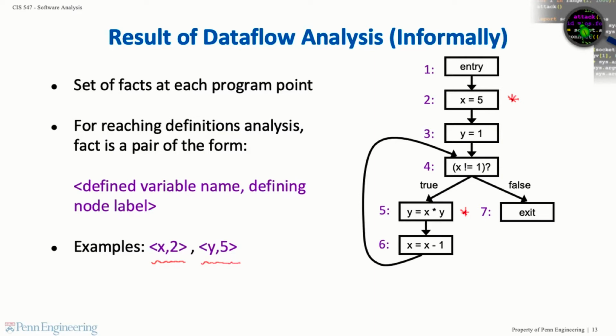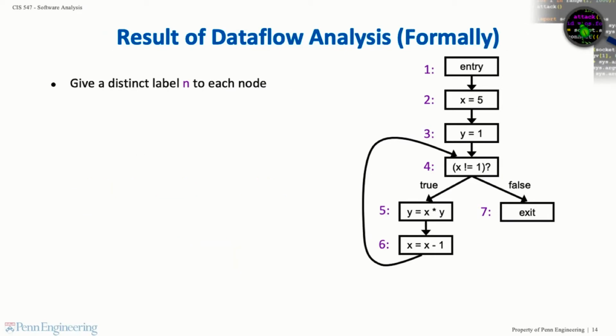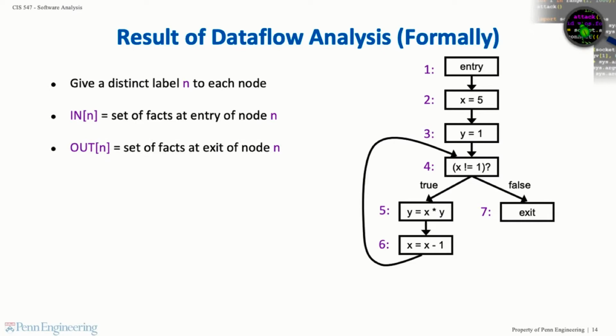Let's make these notions of a data flow analysis result more precise. First, we give a distinct label n to each node. Then, for each node with label n, we use in of n to denote the set of facts at the entry of the node, and out of n to denote the set of facts at the exit of the node. A data flow analysis computes the in and out sets of facts for each node in the control flow graph.